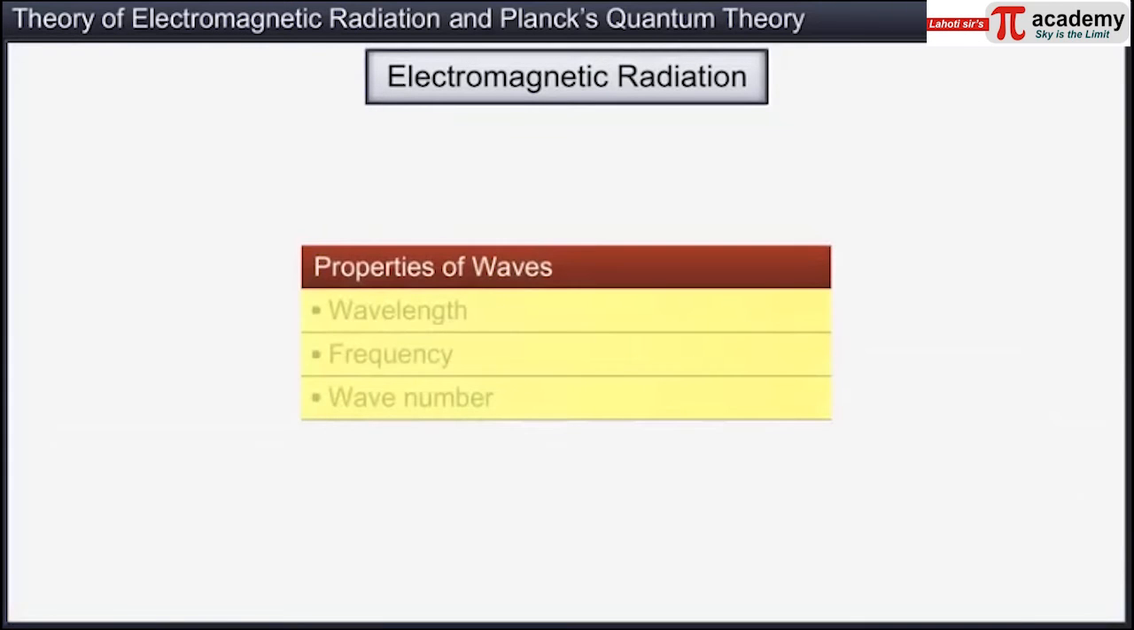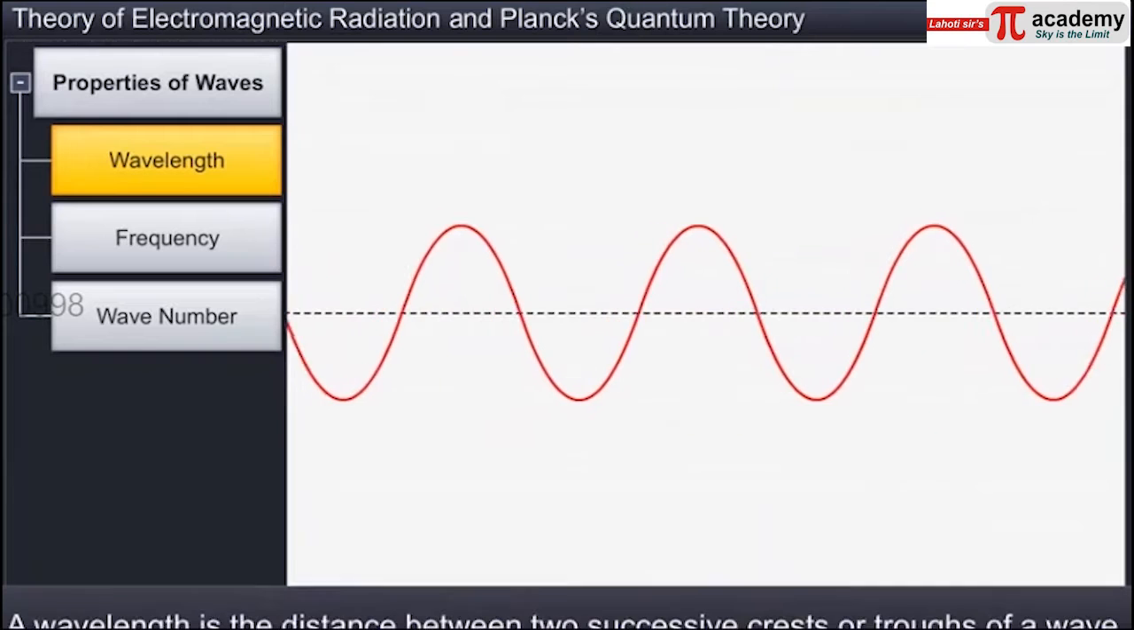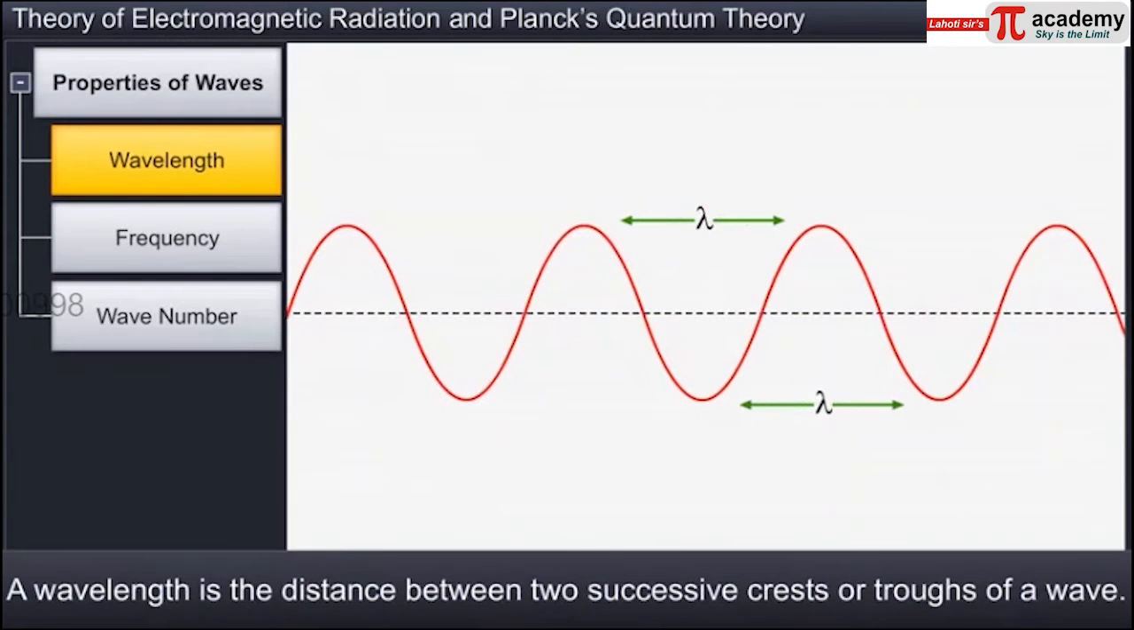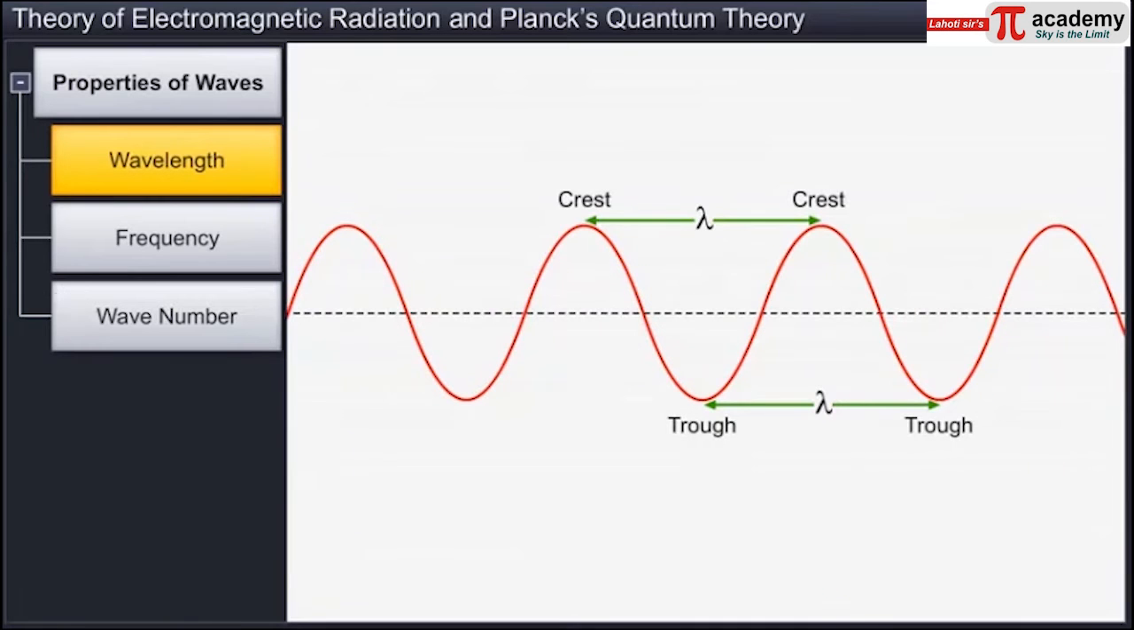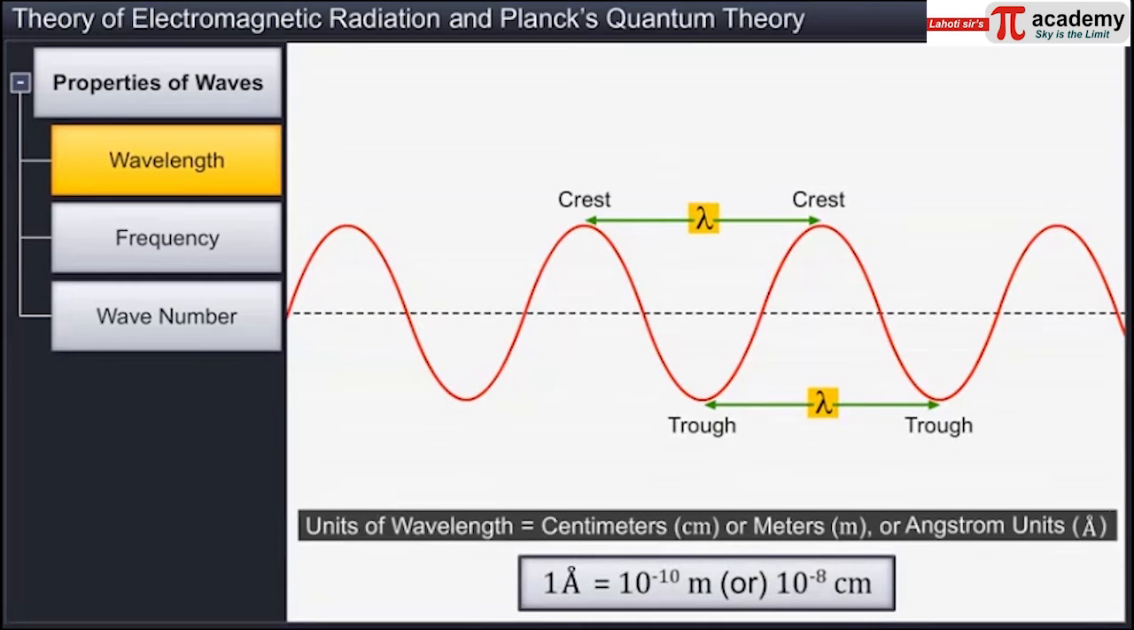To characterize a wave, we need to specify its properties, such as wavelength, frequency, and wave number. A wavelength is the distance between two successive crests or troughs of a wave. Wavelength is denoted by the Greek letter lambda. It is expressed in either centimeters or meters or in angstrom units.